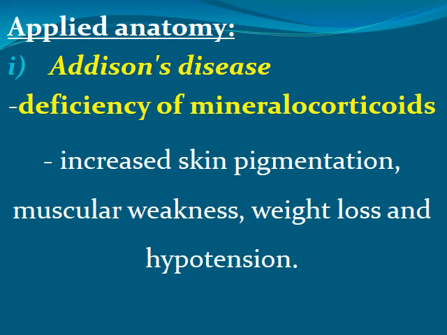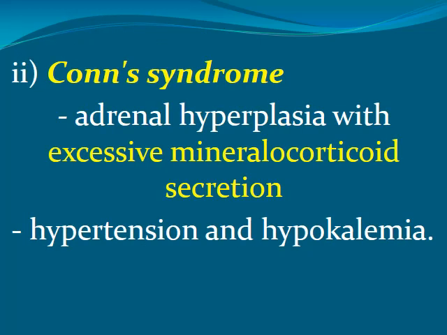Coming to applied anatomy related with the zona glomerulosa layer, Addison's disease, where there is deficiency of mineralocorticoid secretion, the clinical features are increased skin pigmentation, muscular weakness, weight loss, and hypotension. Conn syndrome, where there is adrenal hyperplasia with excessive mineralocorticoid secretion. As a result, there is hypertension and hypokalemia.